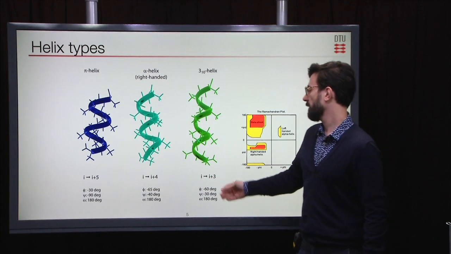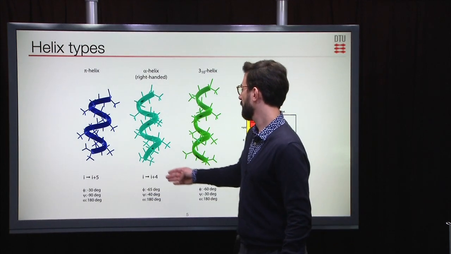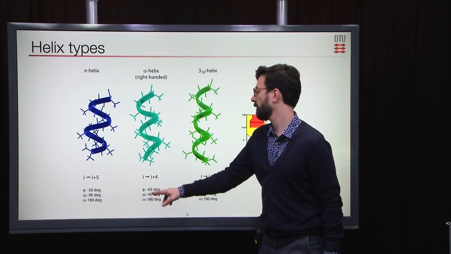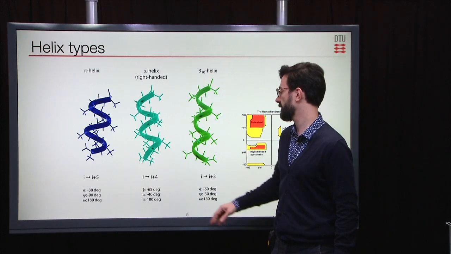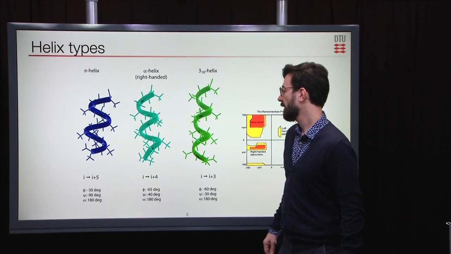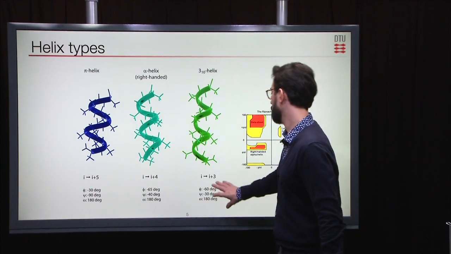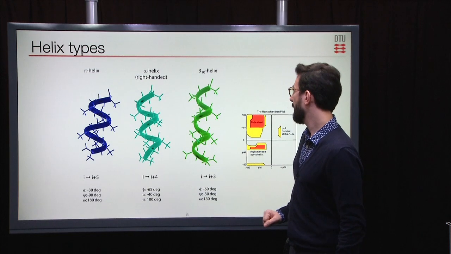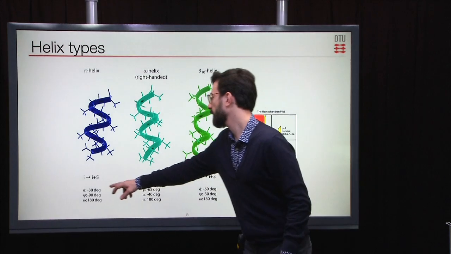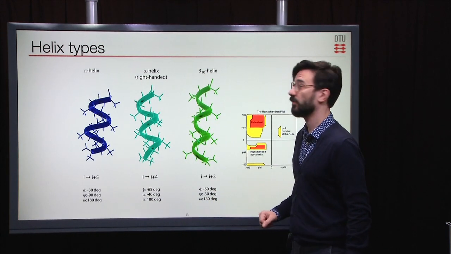Here we have the typical backbone angles that we find. For alpha helix we have a phi angle of approximately minus 65 degrees and a psi angle of approximately minus 40 degrees. Approximately the same angles are observed for pi and 3-10 helix. We have minus 30, minus 90 for pi, and minus 60, minus 30 for 3-10.